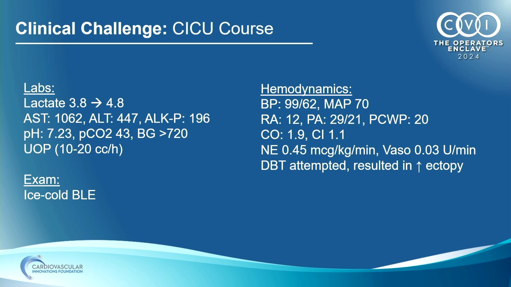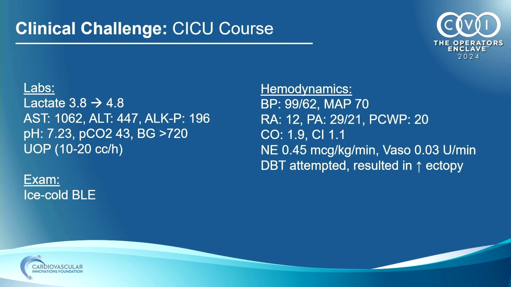Hemodynamics you can see here, so the blood pressure by art line 99/62, MAP of 70. Again, filling pressure is not terrible with regards to the actual absolute number, but a very poor PA pulse pressure. Wedge pressure of 20, index was pretty abysmal, and escalating on your vasopressor requirements there.